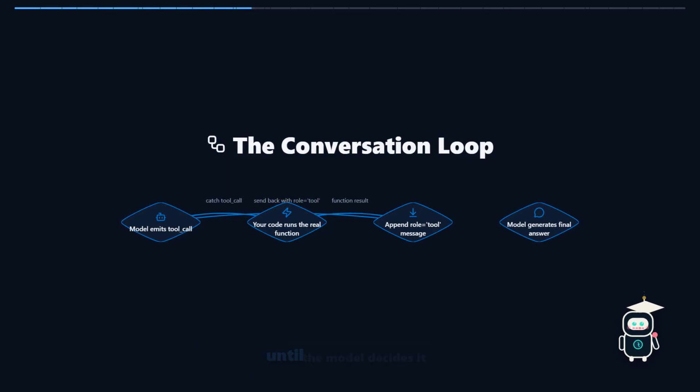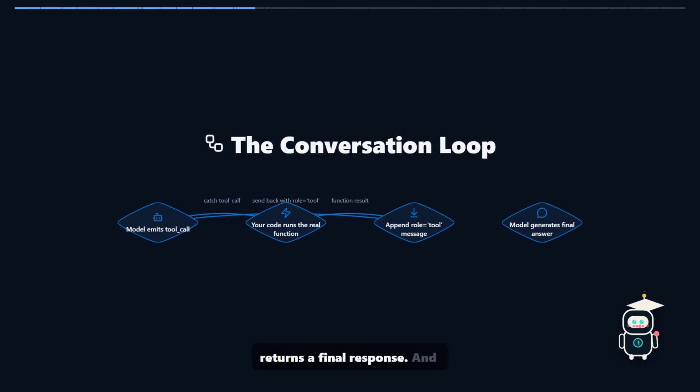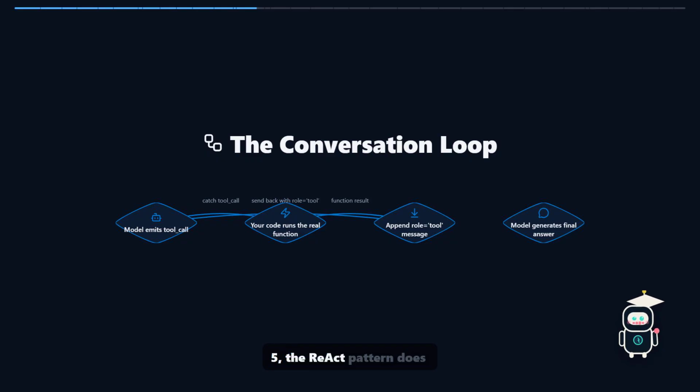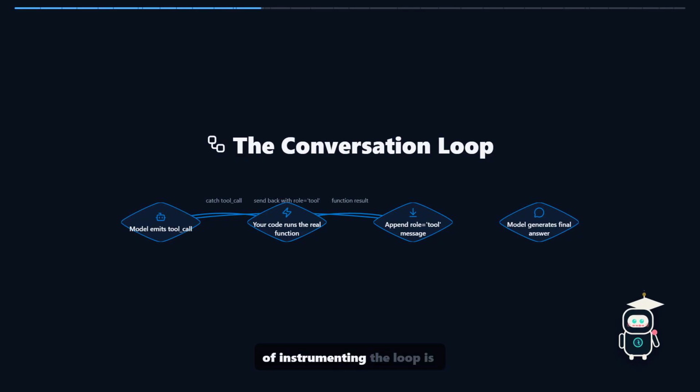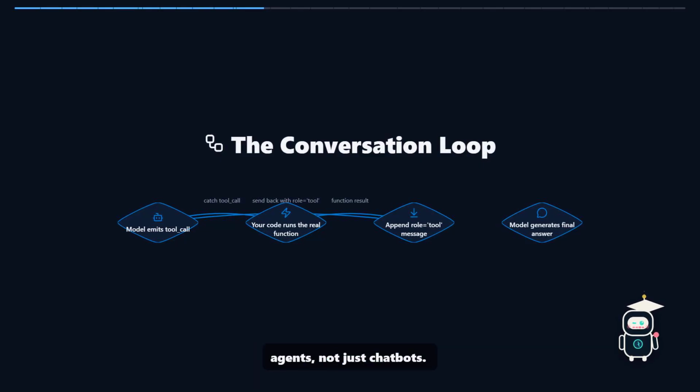The loop repeats until the model decides it has enough info to answer the user, and then it returns a final response. And if you recall from part 5, the ReAct pattern does exactly this. Reason, then act, then observe. That same principle of instrumenting the loop is what you're building here. Master this loop and you're building agents, not just chatbots.